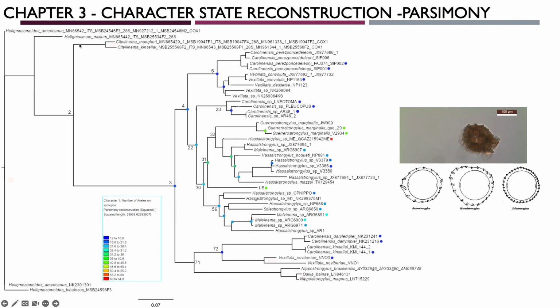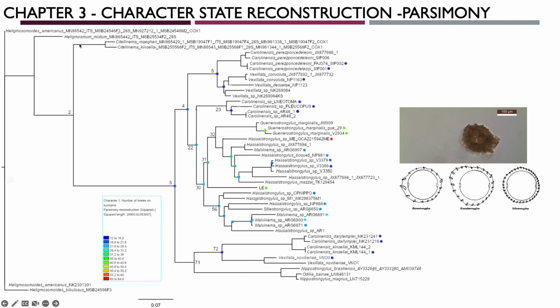Next we have the parsimony analysis, which is looking at how many ridges are found on the synlophe. That is a typical diagnostic tool that is used. You can score these worms to genus using how many ridges they have. Well, we found out this is all over the place.